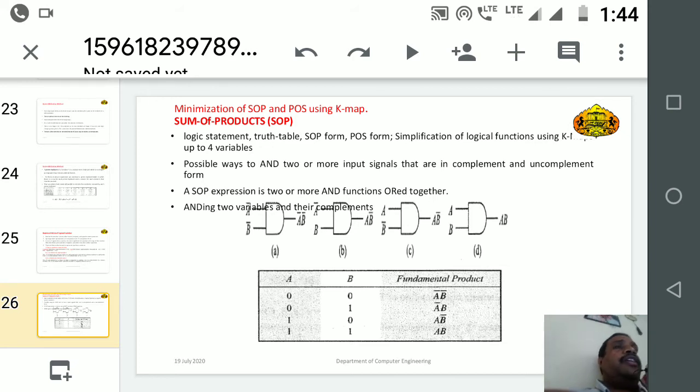So in the SOP form, what is the main point? In the SOP form, at the input side, one or more AND gates are present, but at the output side, there is only one OR gate. We will see this in the next slide.